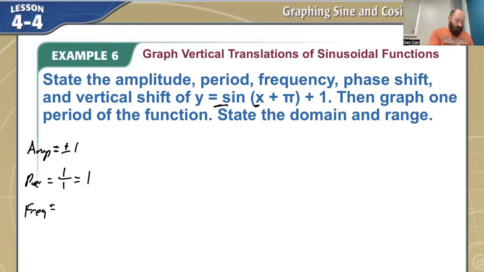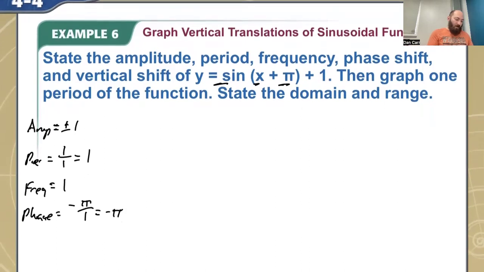is going to be the reciprocal of that, so it just ends up being 1 again. And then phase shift is the opposite of this, pi divided by 1, or it's just negative pi. And then the vertical shift. Remember that's going to be based on this plus 1 here, it's going to go up 1. So I'll just say plus 1, or I probably should say up 1. So it goes vertically up 1.